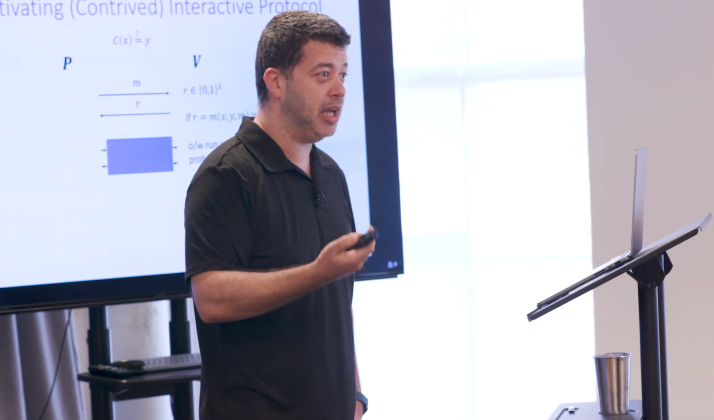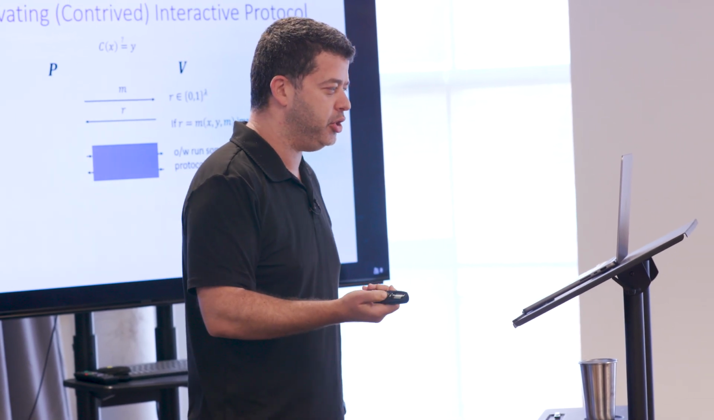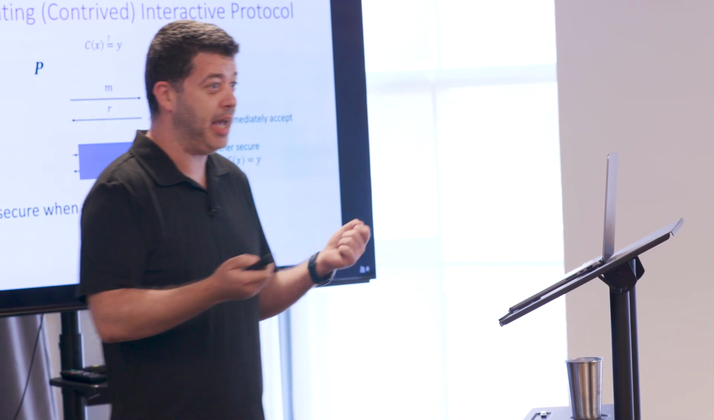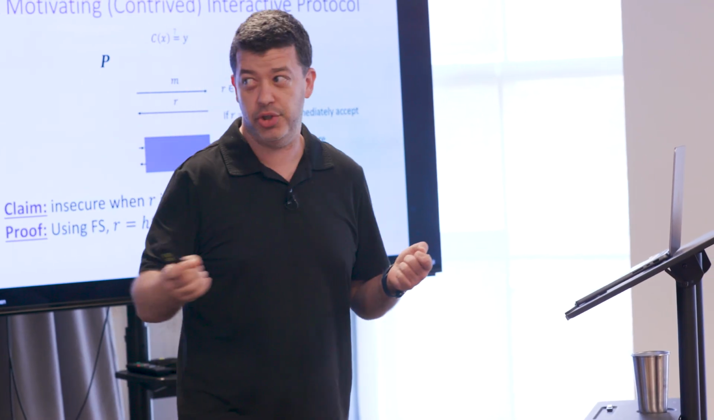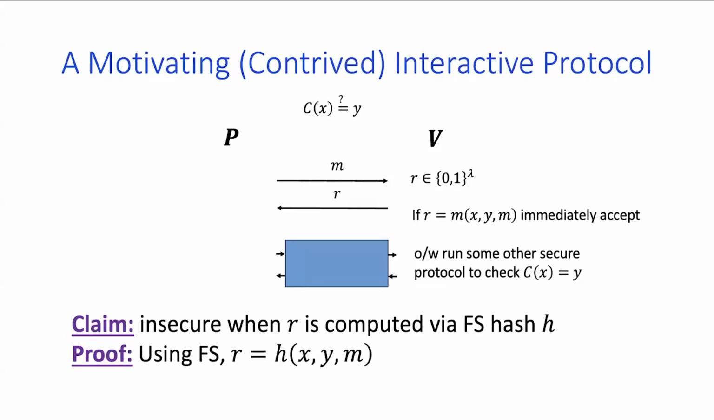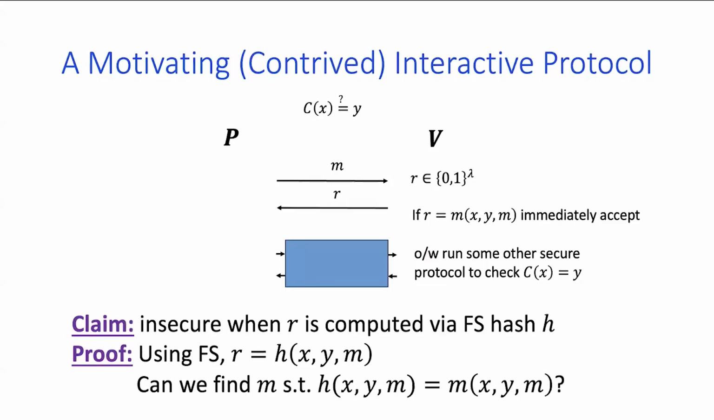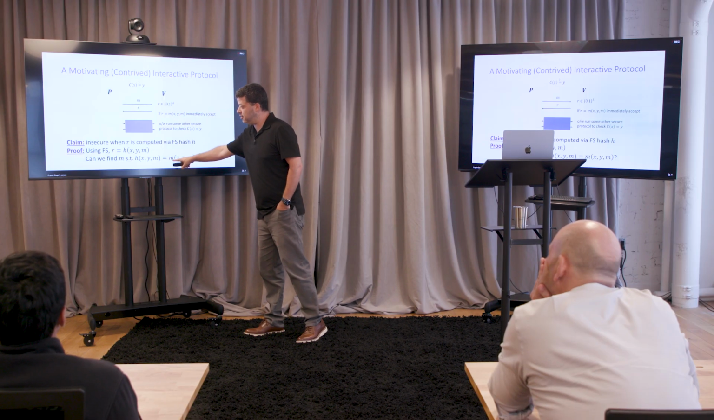Let's think what happens when you apply Fiat-Shamir. So what did Fiat-Shamir tell us to do? We're using some hash function h. And rather than choosing R at random, we compute R by hashing whatever we know, which in our case is x and y and m. Okay, so R is computed as a hash of x, y, and m. And now for a prover to cheat in this protocol, what it needs to do is find the message m so that R, which is just this thing, is equal to the right-hand side thing, which is this thing.